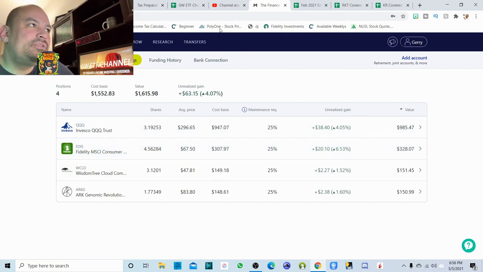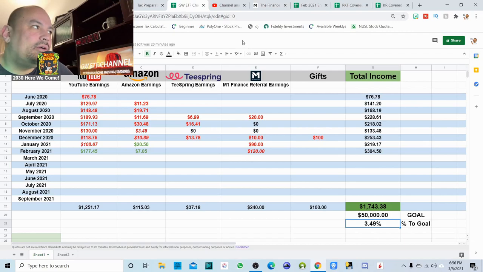So that concludes the GW ETF Channel RV Fund finances for the month of February. Now we're going to move on to the dividend income and options income for the month of February.